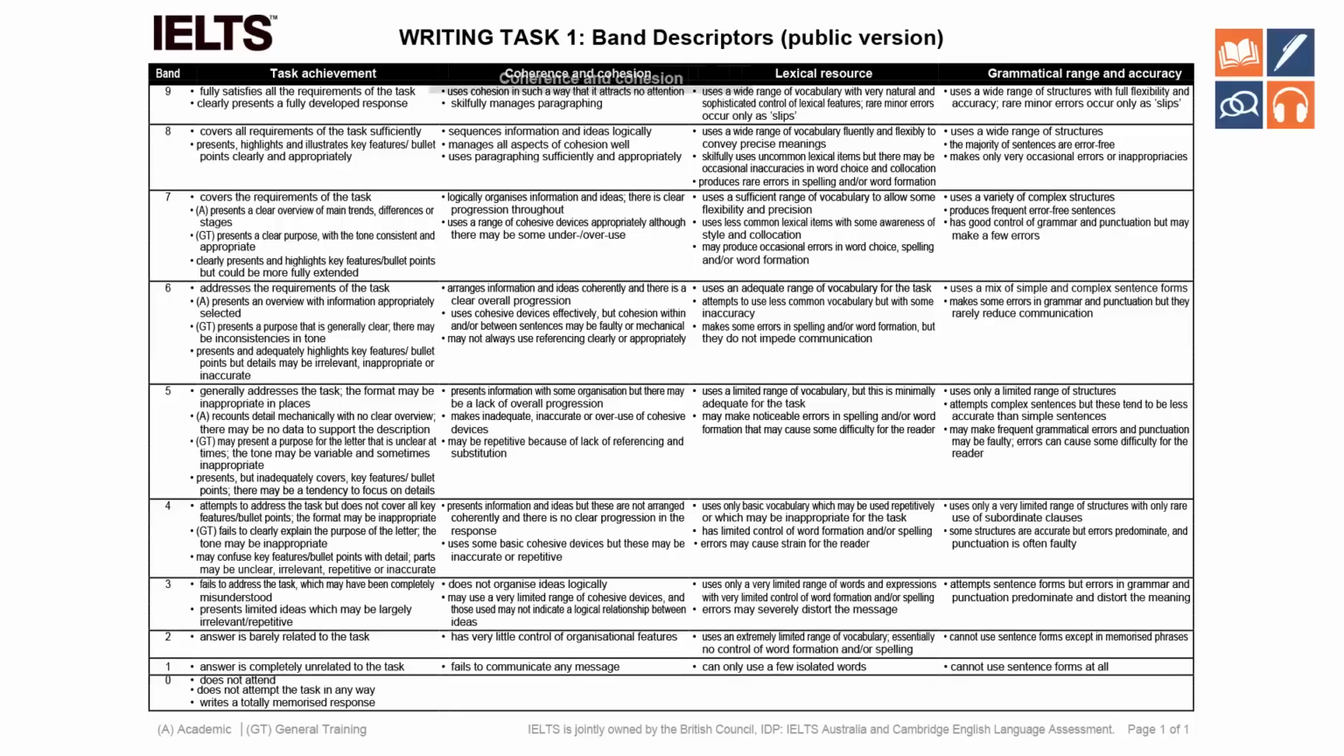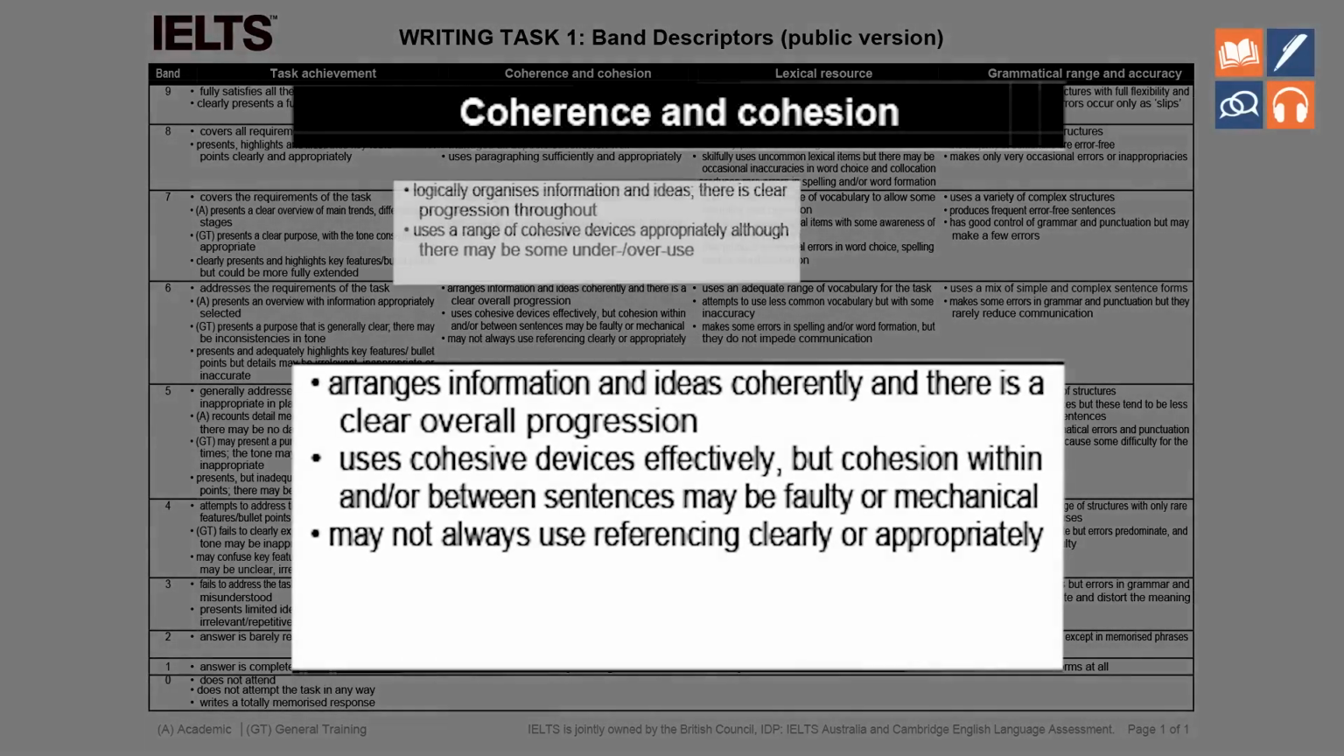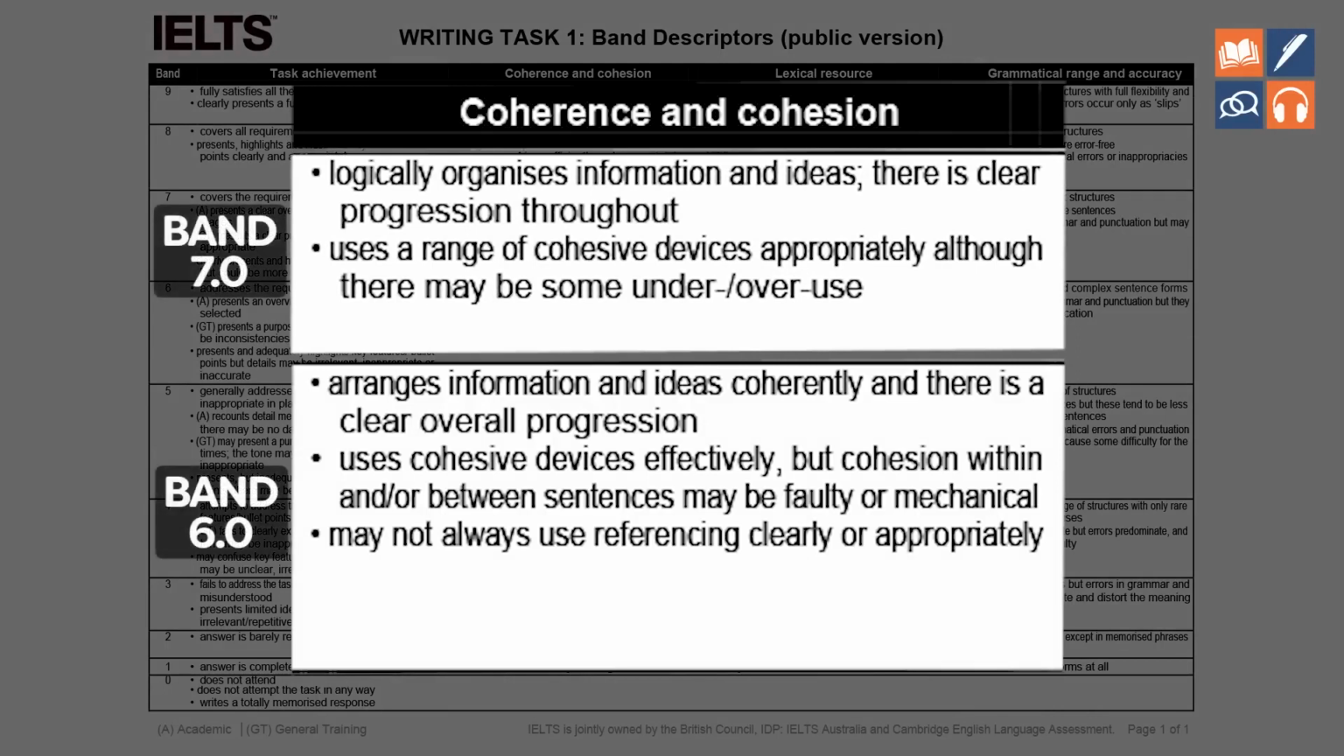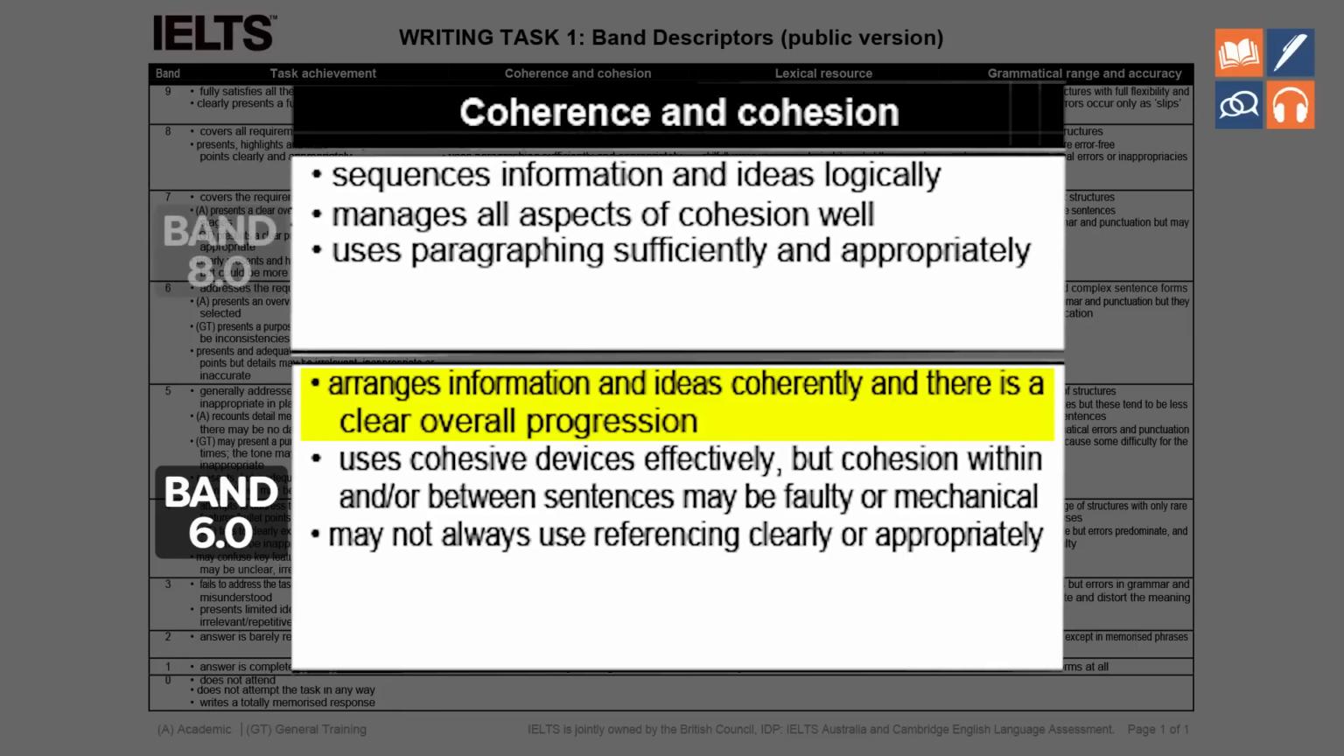If we move on to coherence and cohesion, it talks a lot here about how you present the data, how you organize the data. So for band 6, it states arranges information and ideas coherently, and there is a clear overall progression. If we compare that with what it says for band 7, logically organizes information and ideas. Now there's a big difference between arranging something and logically organizing something. And again, if we move up to band 8, sequences information and ideas logically. So I don't think the word logic or logically is actually helpful for students.